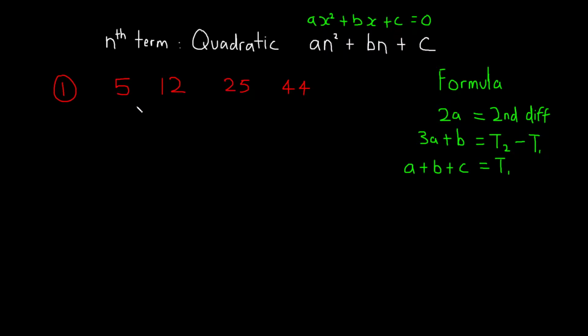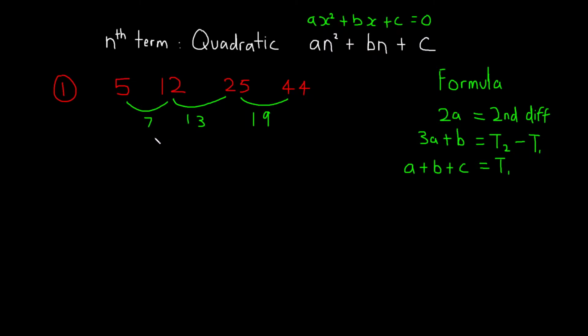For your quadratic sequence, like I mentioned just now, you're supposed to have 2 layers of difference. So let's find out the first layer here. The difference between 12 and 5 is 7. 12 and 25 is 13. 25 and 44 is 19. Right? Now this is your first layer difference.